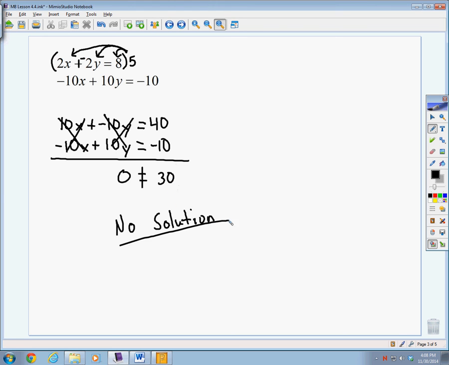If we would go through and graph these, what we'd see is we'd have two parallel lines. So just like when we solved an equation for a variable earlier in the year, it's possible for there to be one solution, no solutions, and as you'll see in the next video, infinitely many solutions.